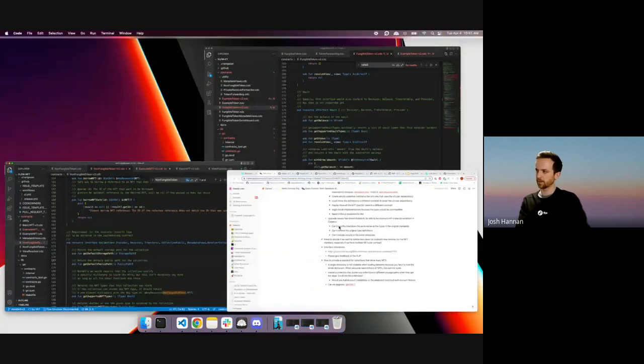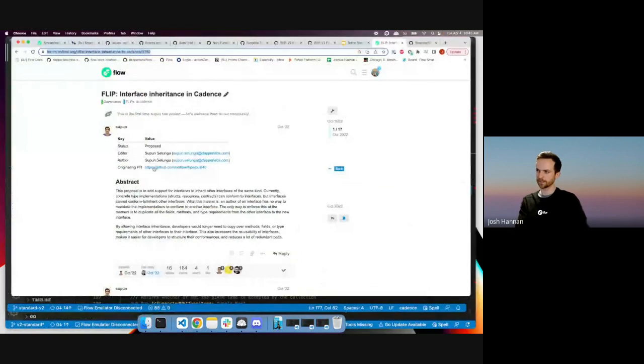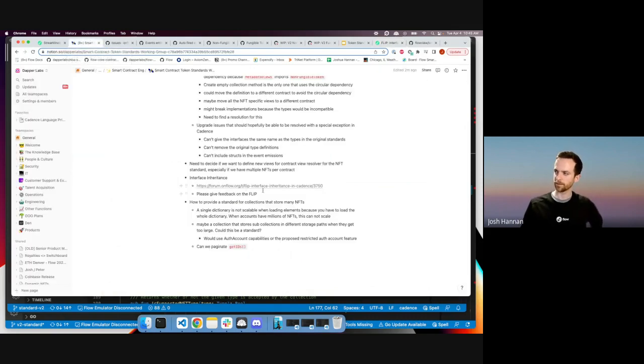So there's an open FLIP for interface inheritance that is currently still under discussion. There are some unanswered questions about how this would work with default implementations. So I wanted to give that a quick plug for anybody who has the time to take a look at it and provide some feedback, because we've had a hard time resolving some of those questions, and it'd be great to get this feature in so we can include it in the standard. But we're not going to get into the details in this meeting, because that would be more for the Cadence working group. I want to try to get a Cadence working group started again, so we can get that moving.